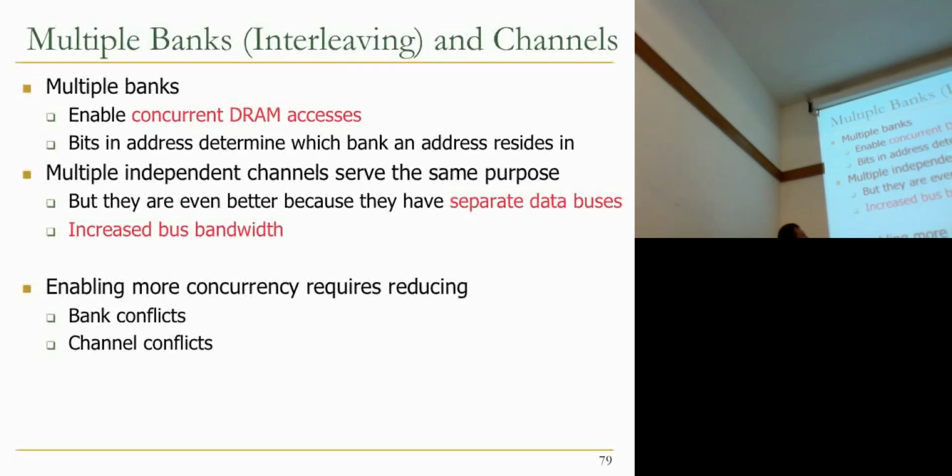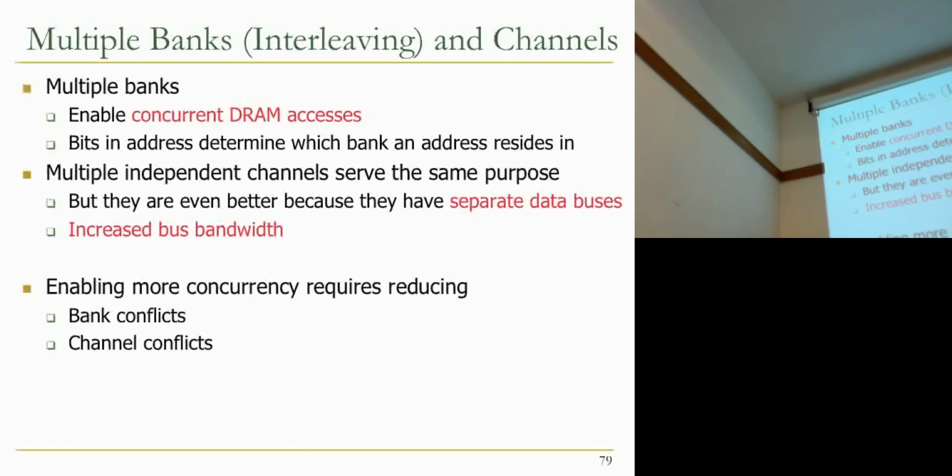So multiple channels actually enable more concurrency. If you want to enable even more concurrency, you would like to reduce bank conflicts and channel conflicts. People have looked at this problem for a long time. There are many fundamental papers that try to get the best out of the memory bandwidth. One of them I would recommend is Bob Rau's paper in ISCA 1991, I believe, on pseudo-randomly interleaved memory.